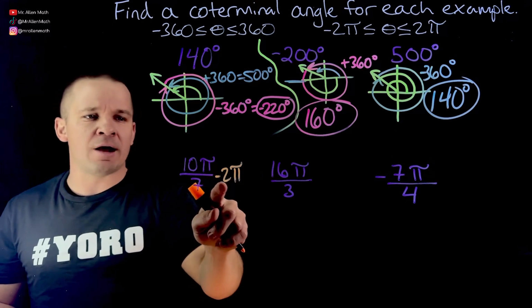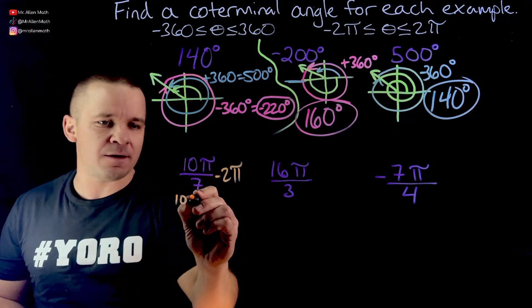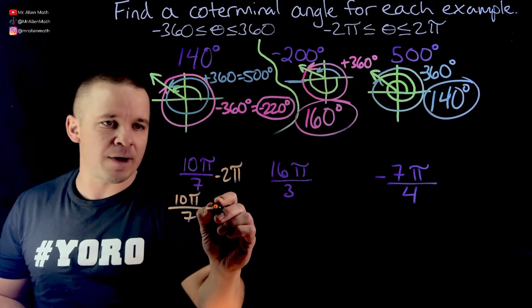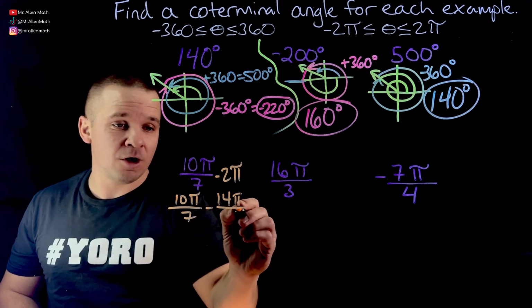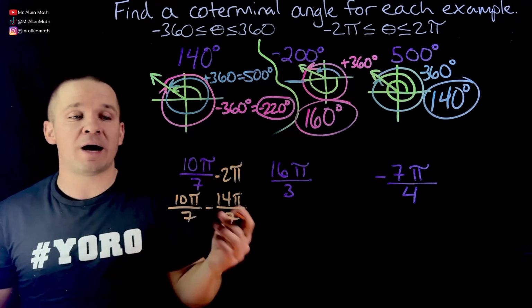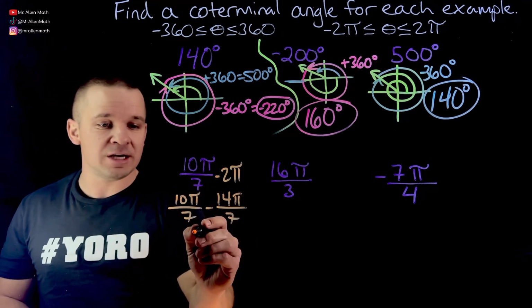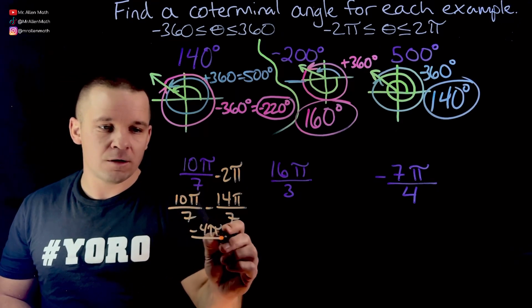I can't do this right now. I need a common denominator. So instead, we're going to have 10 pi over 7 minus 14 pi over 7, which is equivalent to 2 pi. So 10 minus 14 is negative 4 pi over 7.